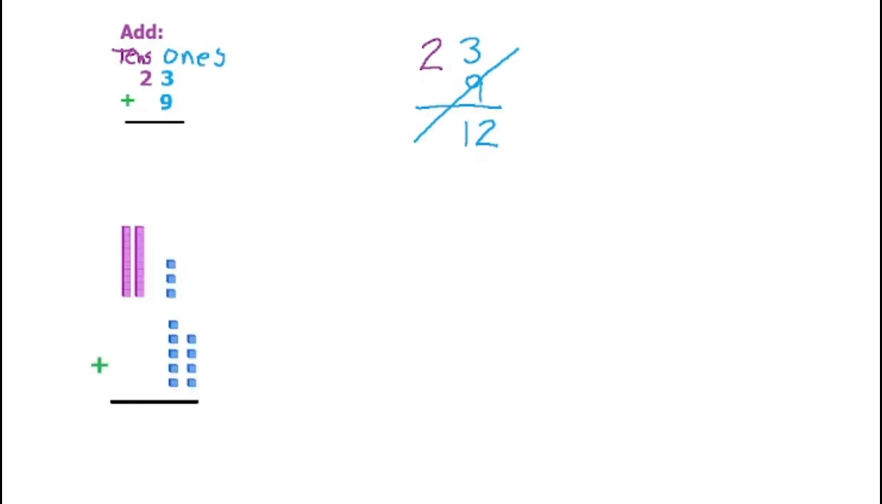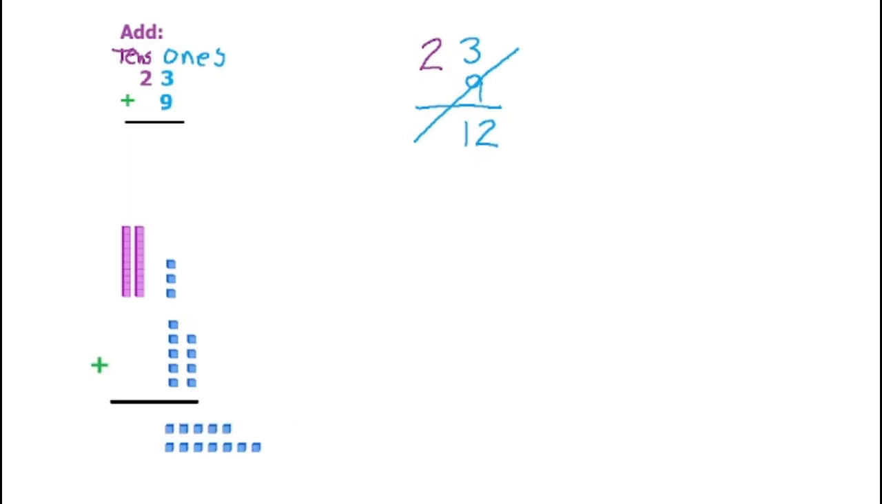Using blocks. So this is how this equation looks with blocks. So we have two tens here, so 20, and then this is 3 ones. So this is 23, and this is 9 ones for the 9, right? So we're adding 23 plus 9. So how would that look? We have the 9 blocks here added to the 3. So we've got 12 blocks down here.